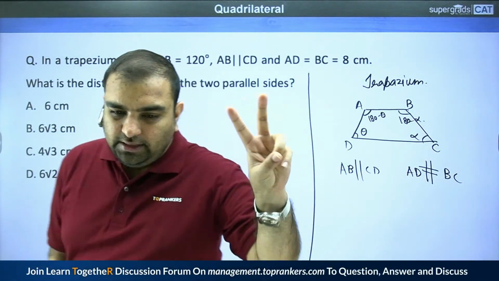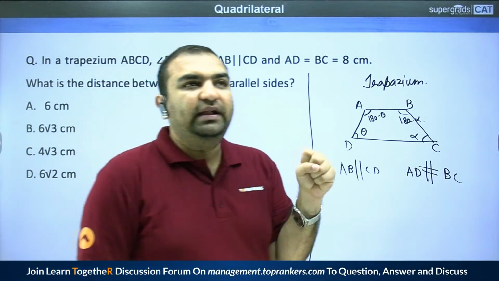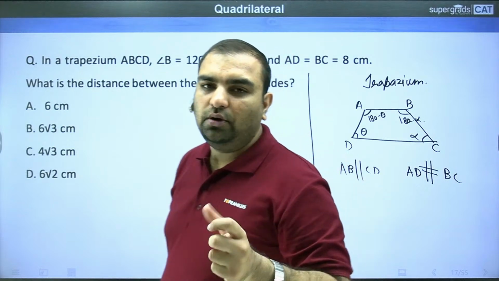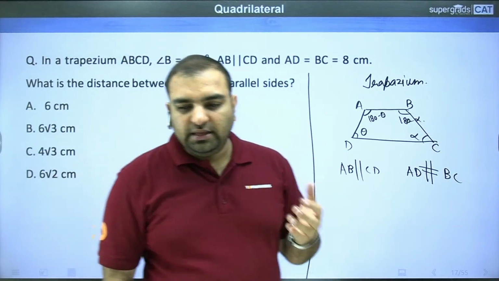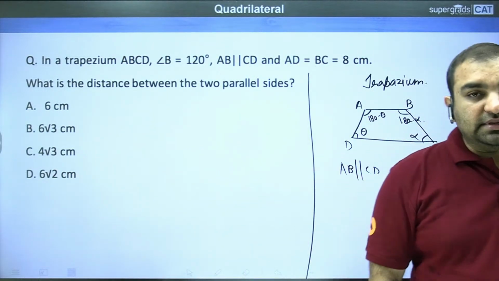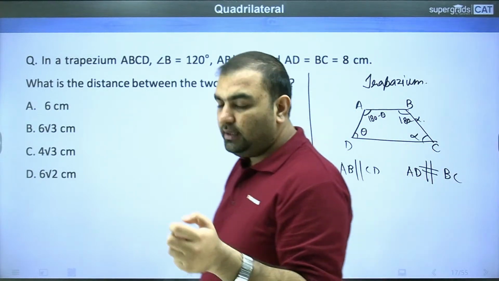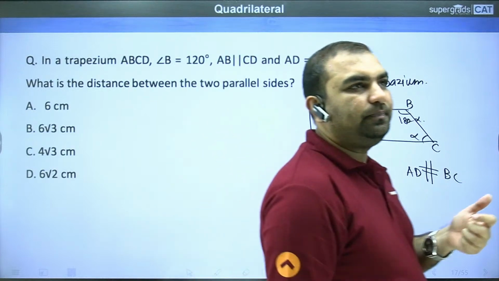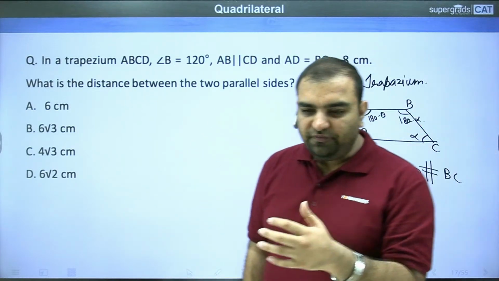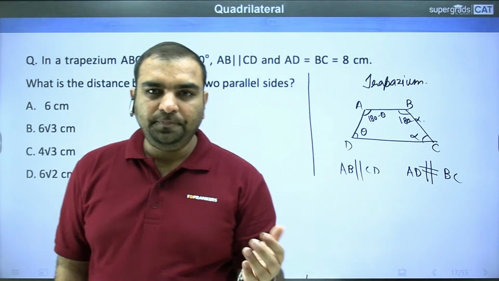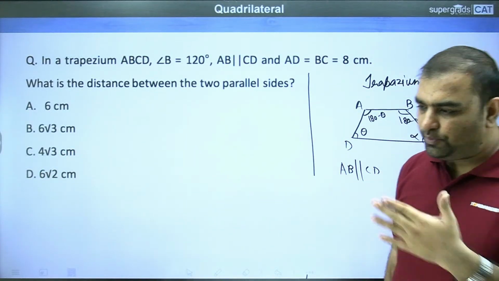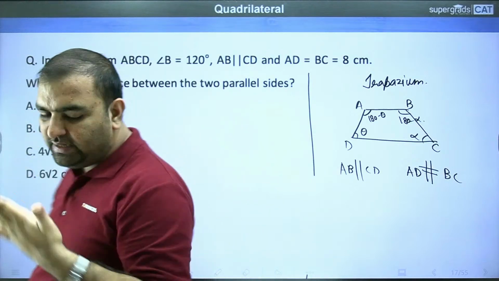Now theta and alpha can be same as well, or theta and alpha can be different as well, depending upon whether it's a normal trapezium or an isosceles trapezium. Please note down this point. If theta and alpha are different, it's a normal trapezium. If theta and alpha are same, it's an isosceles trapezium.